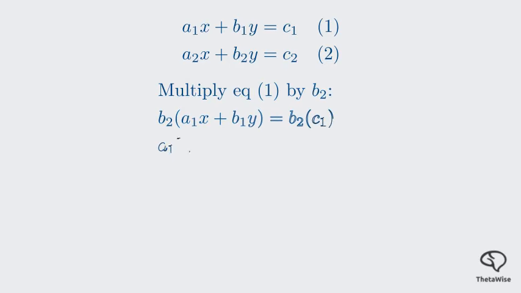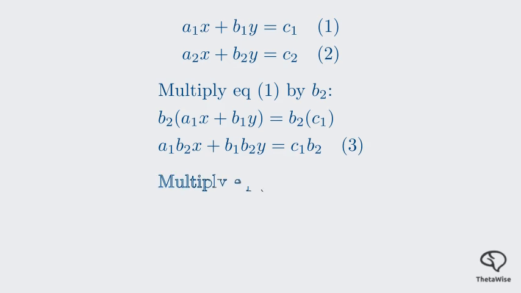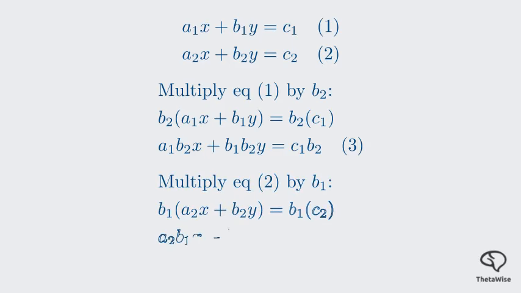This gives us a1b2x plus b1b2y equals c1b2. We'll call this our new equation 3. Next, we multiply the second equation by the coefficient of y from the first equation, which is b1. We multiply every term in the second equation, a2x plus b2y equals c2, by b1. This results in a2b1x plus b2b1y equals c2b1. We'll call this new equation 4.